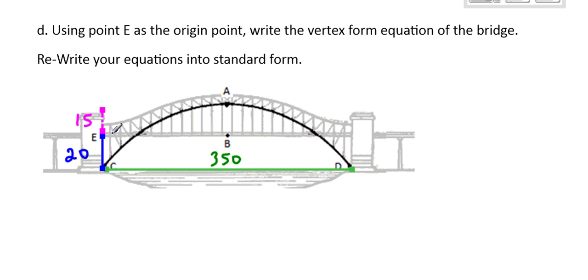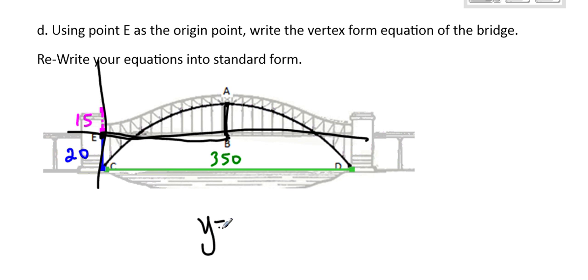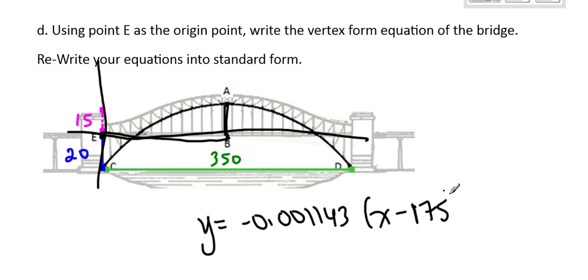Same idea. Now we're going to use point E as our starting point. So if point E is our starting point, where's the vertex? Again, over 175, up 15. So we would have this equation. So 175 is because sideways to the right by 175, and up 15. And you could use this point or this point as your check to make sure that it's the same A. But of course, we know it's the same A because it's the same shape parabola.